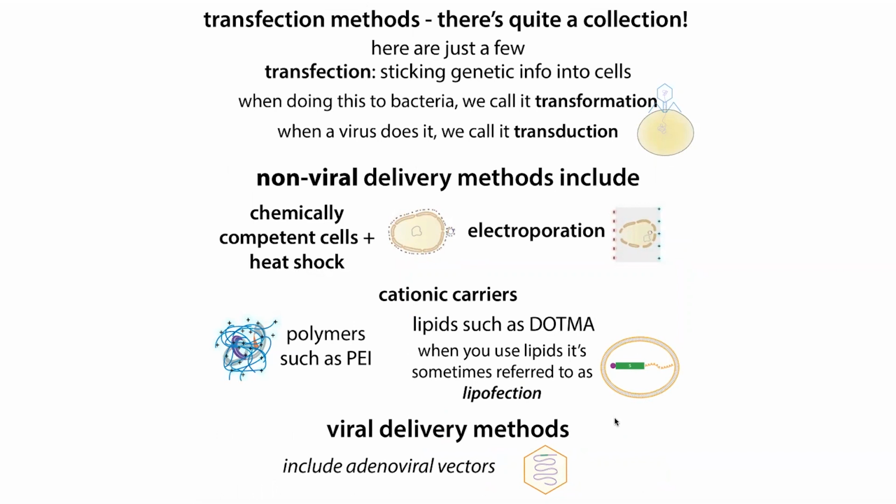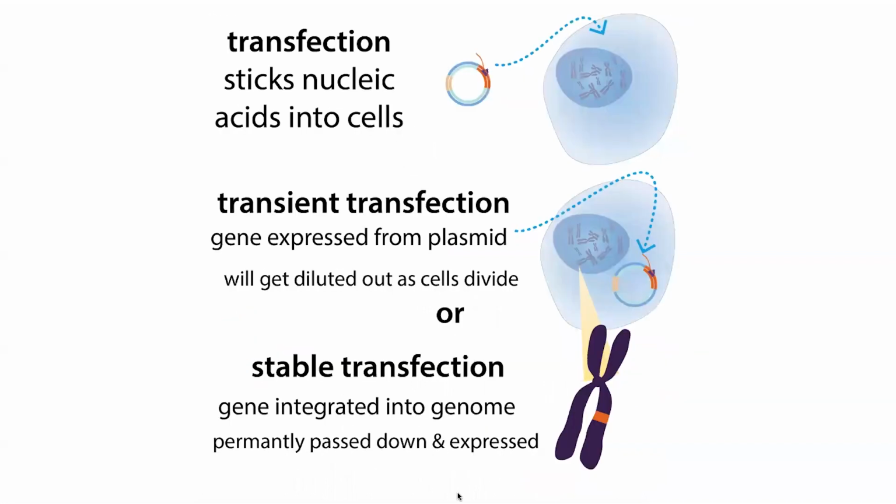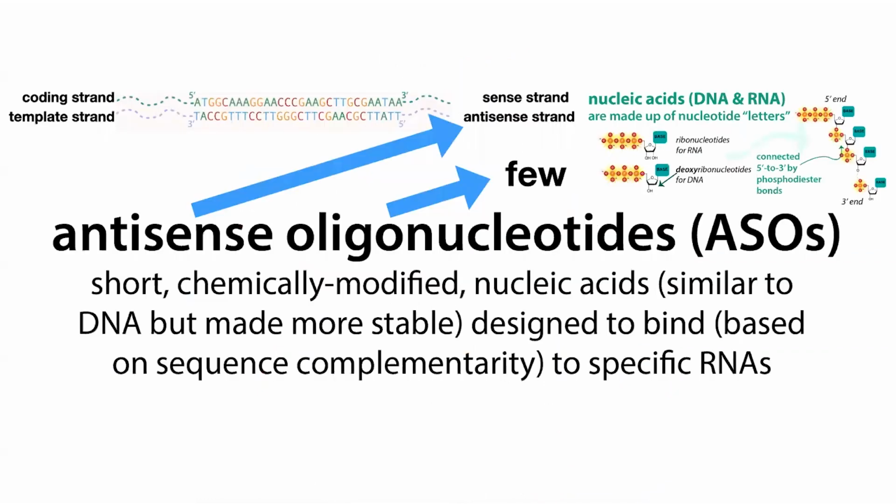For getting into live cells in the body, we can use things like lipids. Lipid nanoparticles are a big thing. There are also cationic polymers, which are long, positively charged molecules that can neutralize the negative charge of the nucleic acids. And there are viral delivery methods, things like adenoviral vectors or adeno-associated vectors, AAVs.